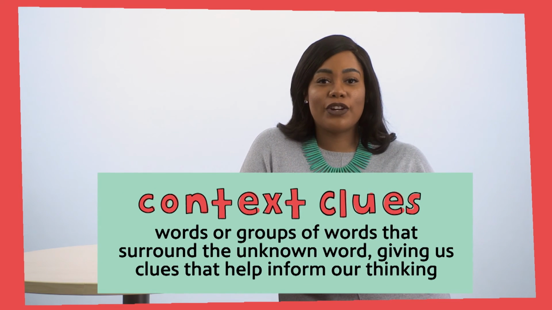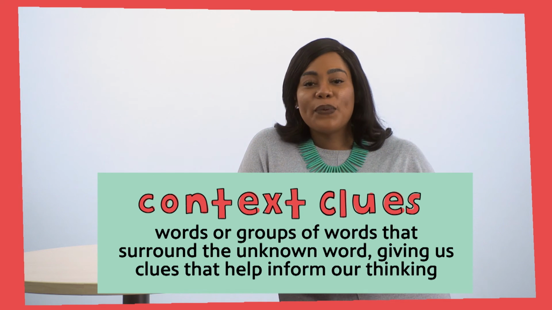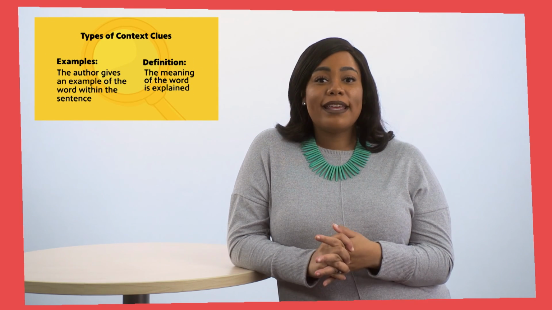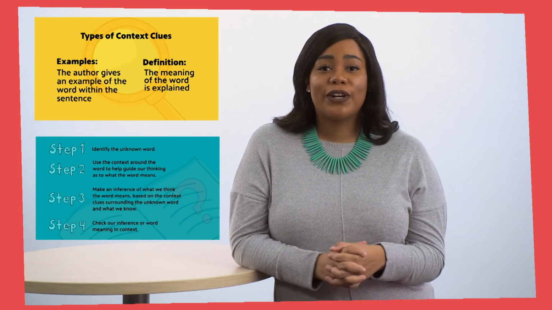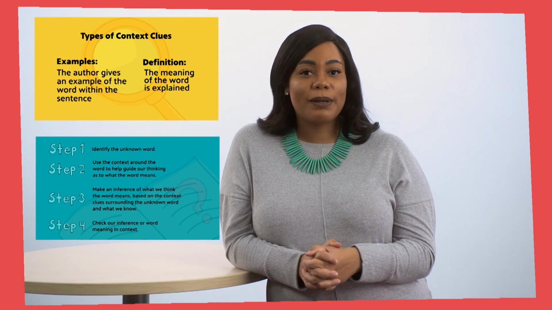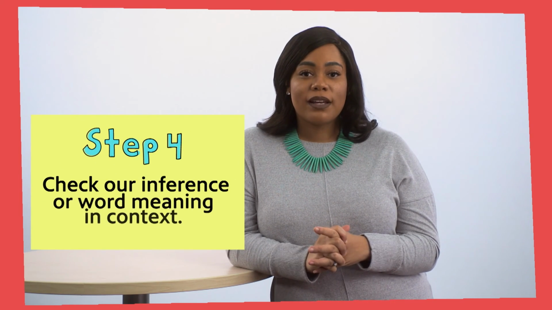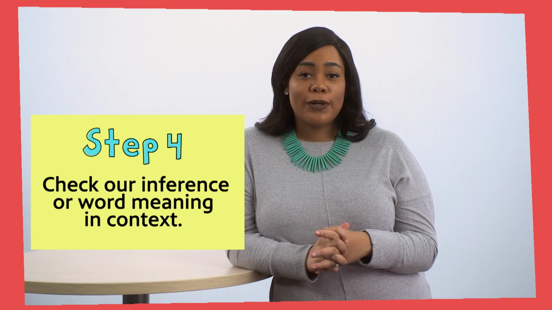Today, we learned how to use context clues to determine the meaning of unknown or confusing words. We learned some of the different types of context clues that we can use to help us. Then we used 4 steps to infer the meaning of each word. Remember, one of the most important steps is to check to see if your inference or word meaning makes sense when substituted in the sentence. You can use this 4-step strategy with unknown words in any text that you read. You are well on your way to becoming even better readers and thinkers.